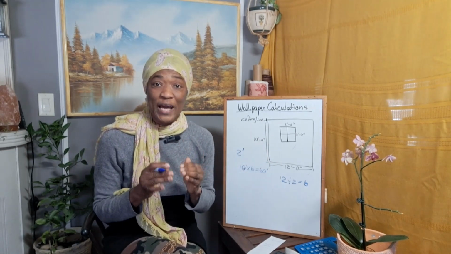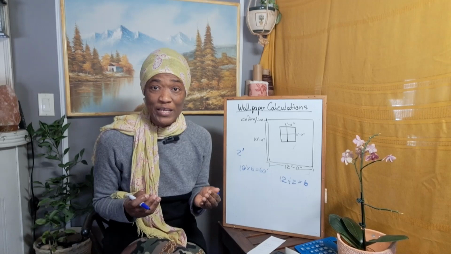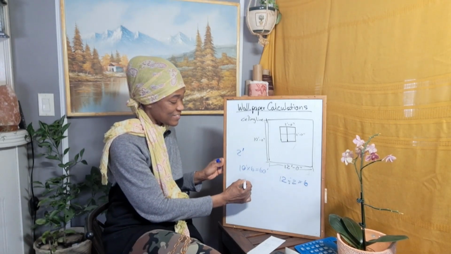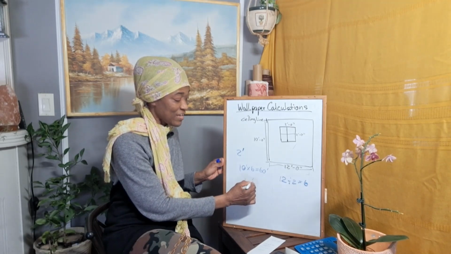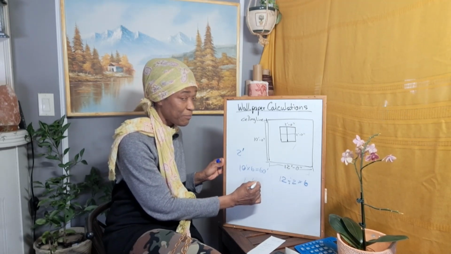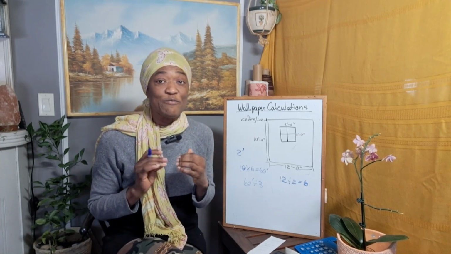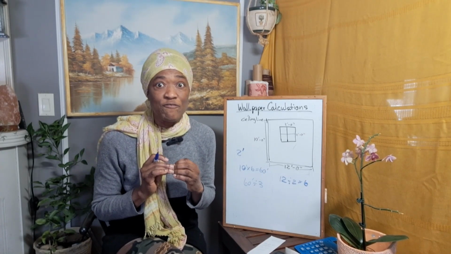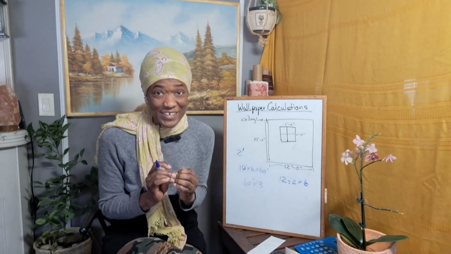However, we need to calculate yards, right? So the next thing we'll do is take this 60 feet and we will divide by 3. The reason we divide by 3 is because there are 3 feet in a yard.